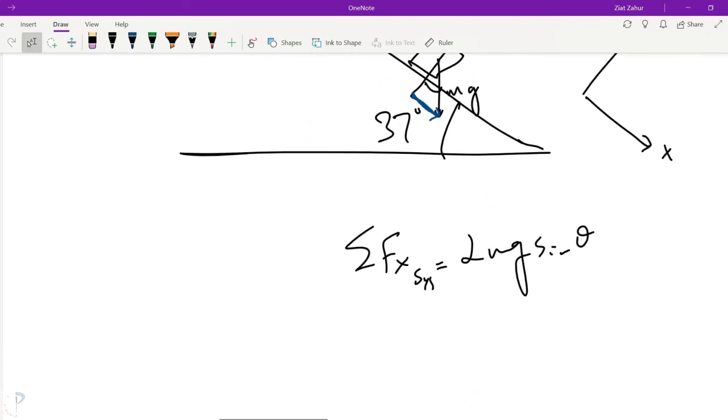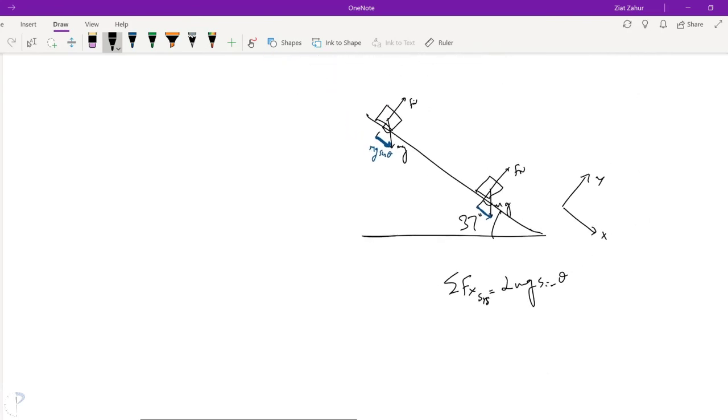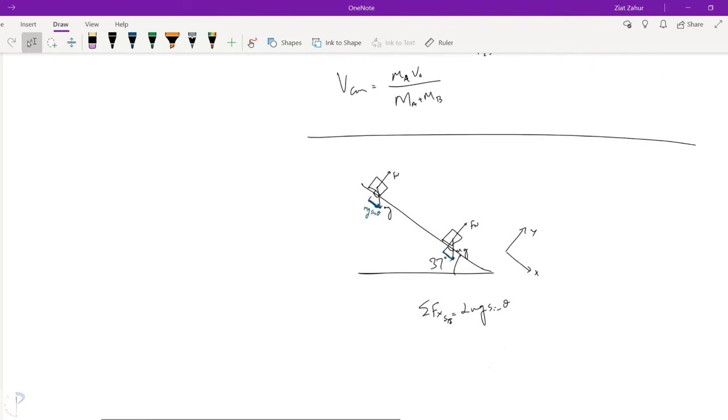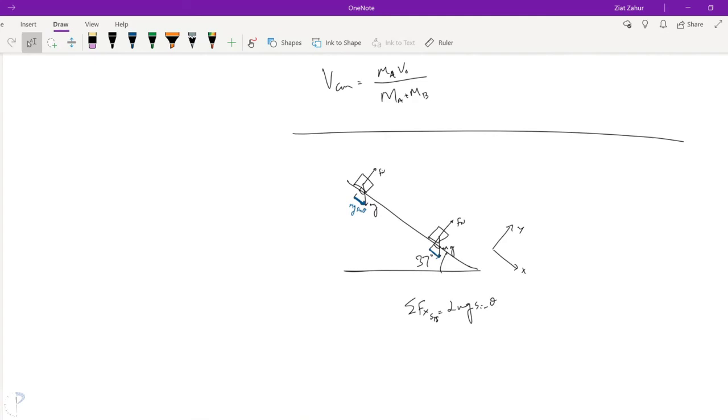So sigma Fx is this for the system, because there's no friction. At the instant shown in figure 3, the blocks are moving towards each other. At 0.35, the blocks collide 0.5 seconds later. What is the speed of the two-block system center of mass just before the blocks collide? All right, so this one's moving this way, and this one's moving that way, and then they collide 0.5 seconds later.